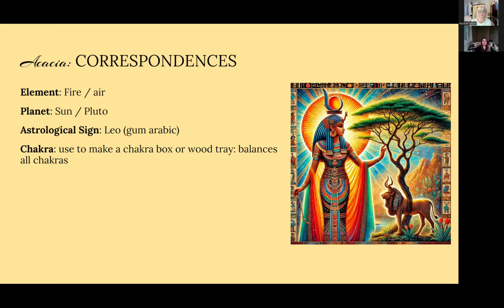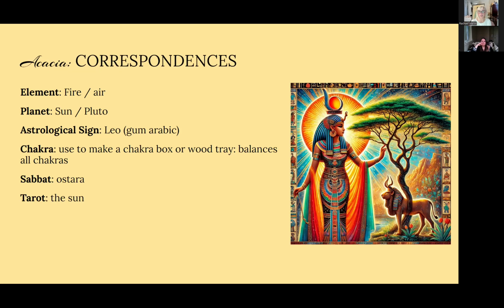And when I looked for chakras, it was really associated with all chakras and balancing the chakras. And people often said that what you would want to do is make a box, kind of like the Ark of the Covenant or like in the tabernacle. Use it to make a chakra box to keep your chakra tools or chakra stones in it, or a wood tray that you use for chakra work. Nice. The Sabbat is Ostara.